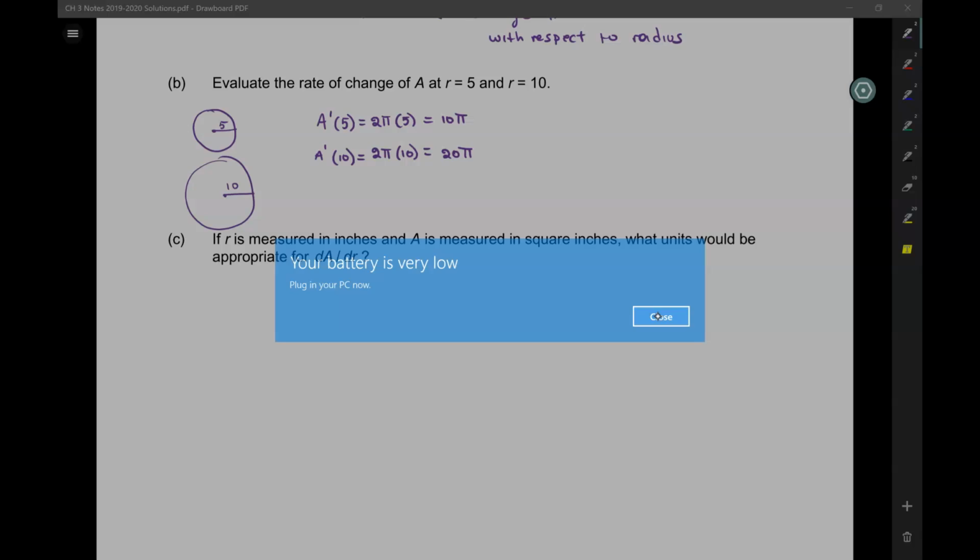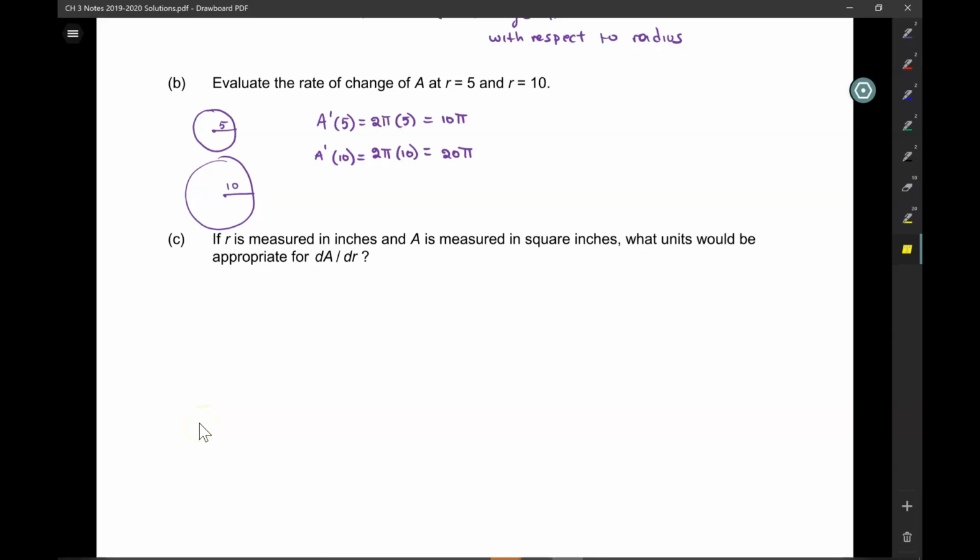Now, here's something important. If R is measured in inches and dA in square inches, what is the appropriate unit for dA/dr? Remember, A prime of R is the same as dA/dr. The way I see this, A prime is the change in A with respect to the change in R.